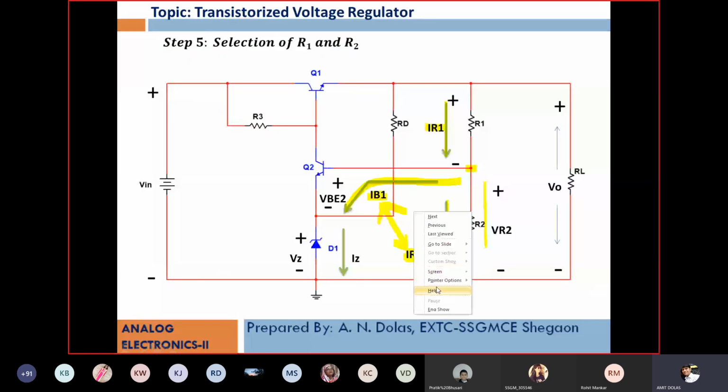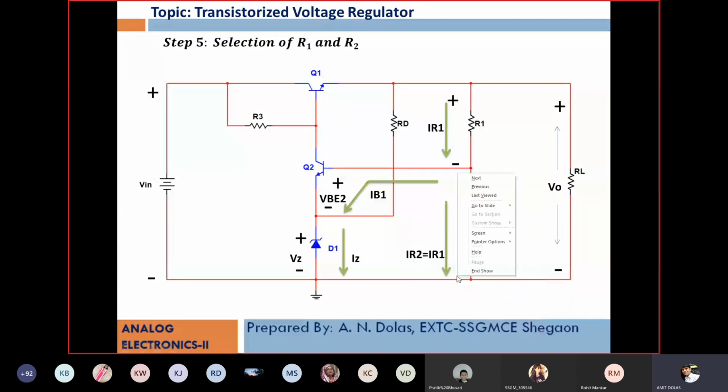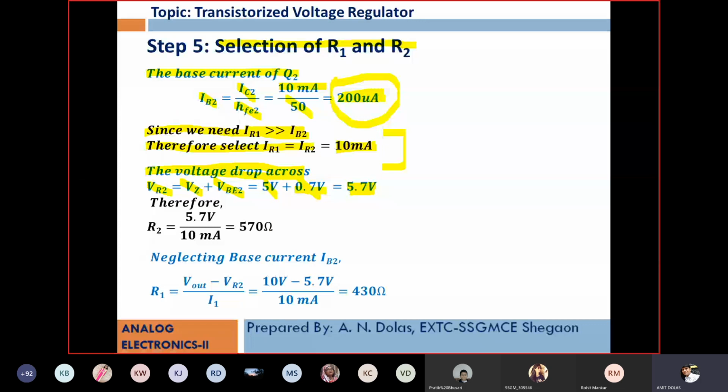Let's see once again here into the diagram. This voltage across R2 is referred to as VR2, and VR2 is directly connected to the base of the transistor Q2 and the ground. If you look at this side, there will be the voltage drop VZ across the Zener in addition to the voltage drop across VBE2. VBE2 is 0.7 as it is a diode drop. So the addition of these two will be VR2.